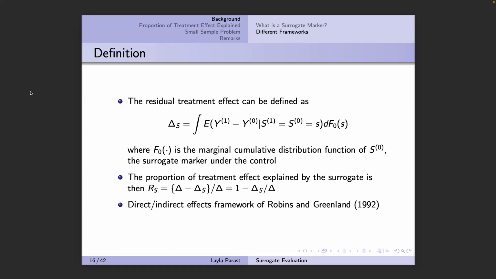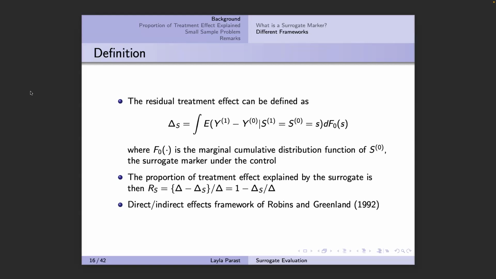So if delta is the whole treatment effect and delta S is the leftover treatment effect after you account for the effect on S, then delta minus delta S is the chunk explained by S. Divided by delta, that is your proportion explained. Very parallel to the direct and indirect effects framework that you see in mediation and elsewhere. So notice that this definition at no point had any kind of models involved in the definition, right?